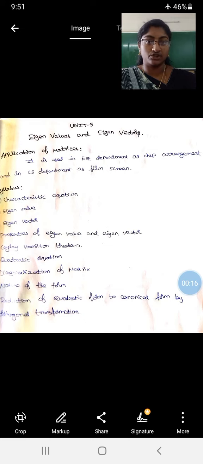There is a short version of the syllabus given here. In this unit we are going to see characteristic equation, eigenvalue and eigenvector, properties of eigenvalues and eigenvectors, Cayley-Hamilton theorem, diagonalization of matrix, nature of the quadratic form, and reduction of quadratic form to canonical form by orthogonal transformation. In today's class, we are going to see characteristic equation, eigenvalue and eigenvector.